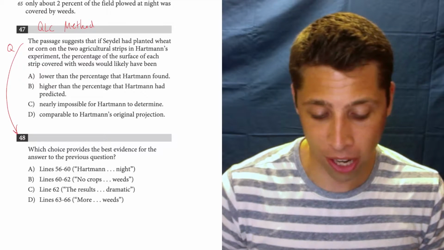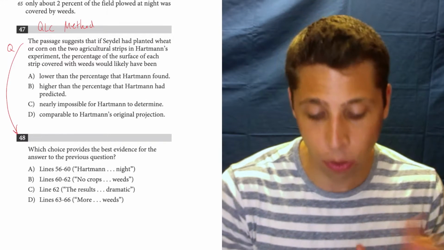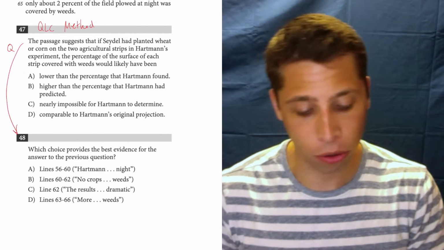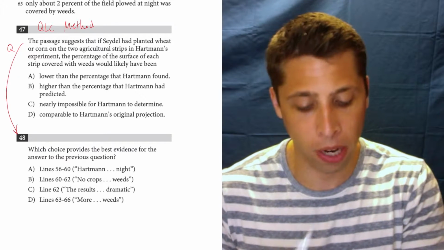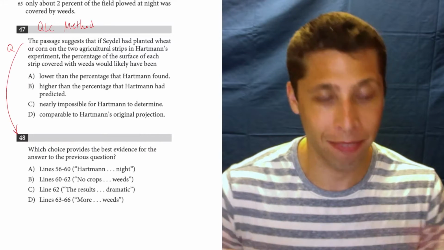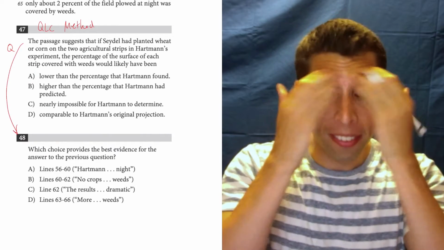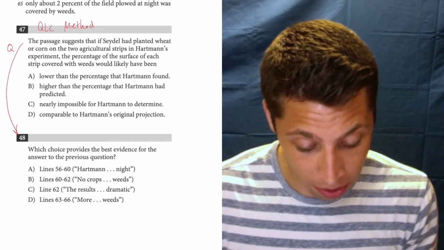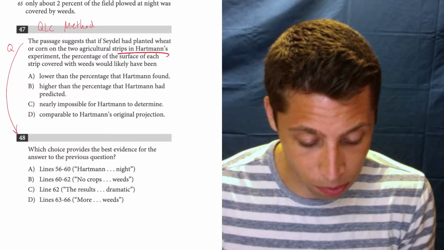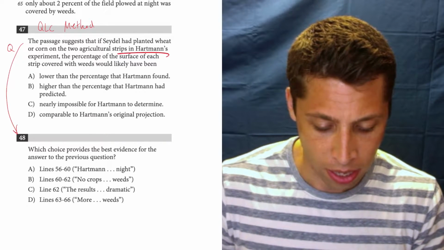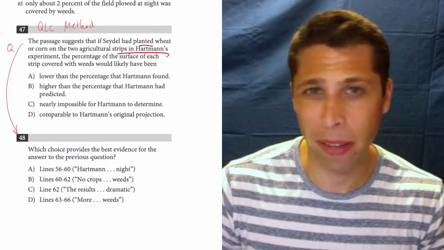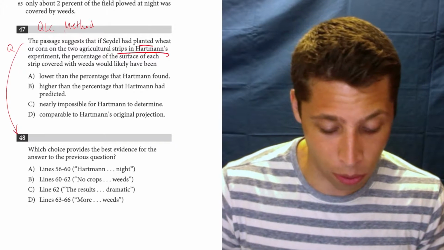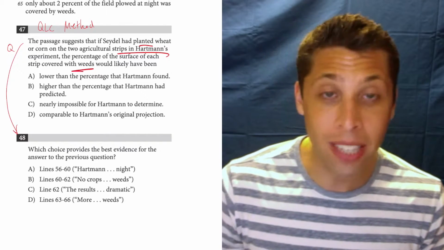The passage suggests that if Settele had planted wheat or corn on the two agricultural strips in Hartman's experiment, the percentage of the surface of each strip covered with weeds would likely have been. Okay, so there's these strips in Hartman's experiment. We're planting things on them, but only hypothetically. So I guess maybe they're not planted with things. I don't really know. But we need to care about the weeds.